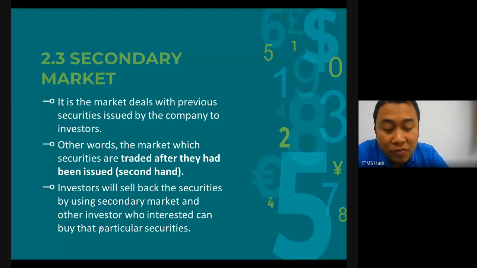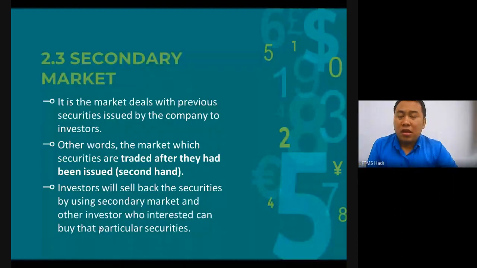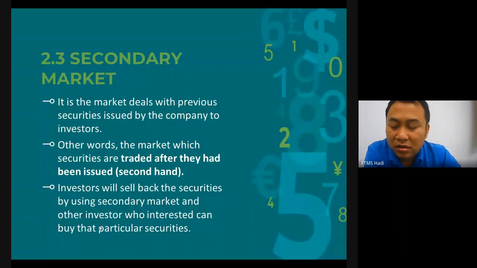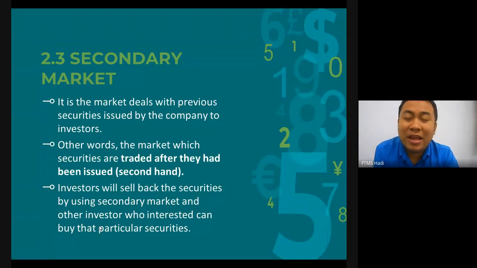Exchange owner means that the shares have been traded before. That means the shares have been bought and sold many times. So that is second hand. All right. Investors will sell back the securities by using the secondary market, and other investors who are interested can buy those particular securities.